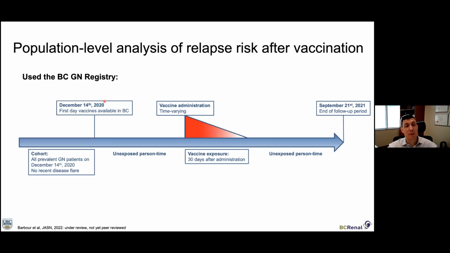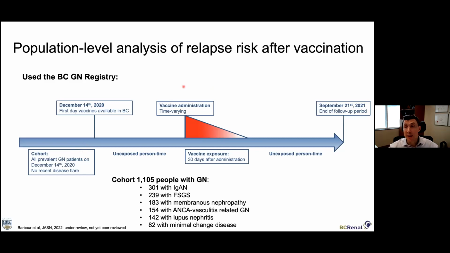In British Columbia, COVID-19 vaccines became first available on December 14th, 2020. So we identified all people in BC who had glomerular disease and who did not have a recent disease flare as of that date. We then followed all these people over time and looked at their vaccinations. And any disease flare that occurred within 30 days of a vaccine was attributed to be potentially related to that vaccine. When we did that, we identified a cohort of 1,100 people with glomerular disease, of whom 300 had IgA nephropathy.